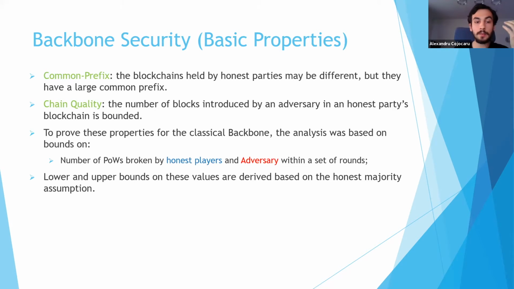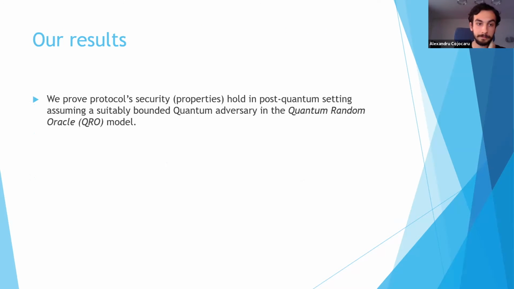And then in the classical backbone, to show these properties, the analysis was based on obtaining bounds on the number of proof of works broken by the honest players and adversaries within a set of rounds. And lower and upper bounds on these values were mostly derived from the honest majority assumption.